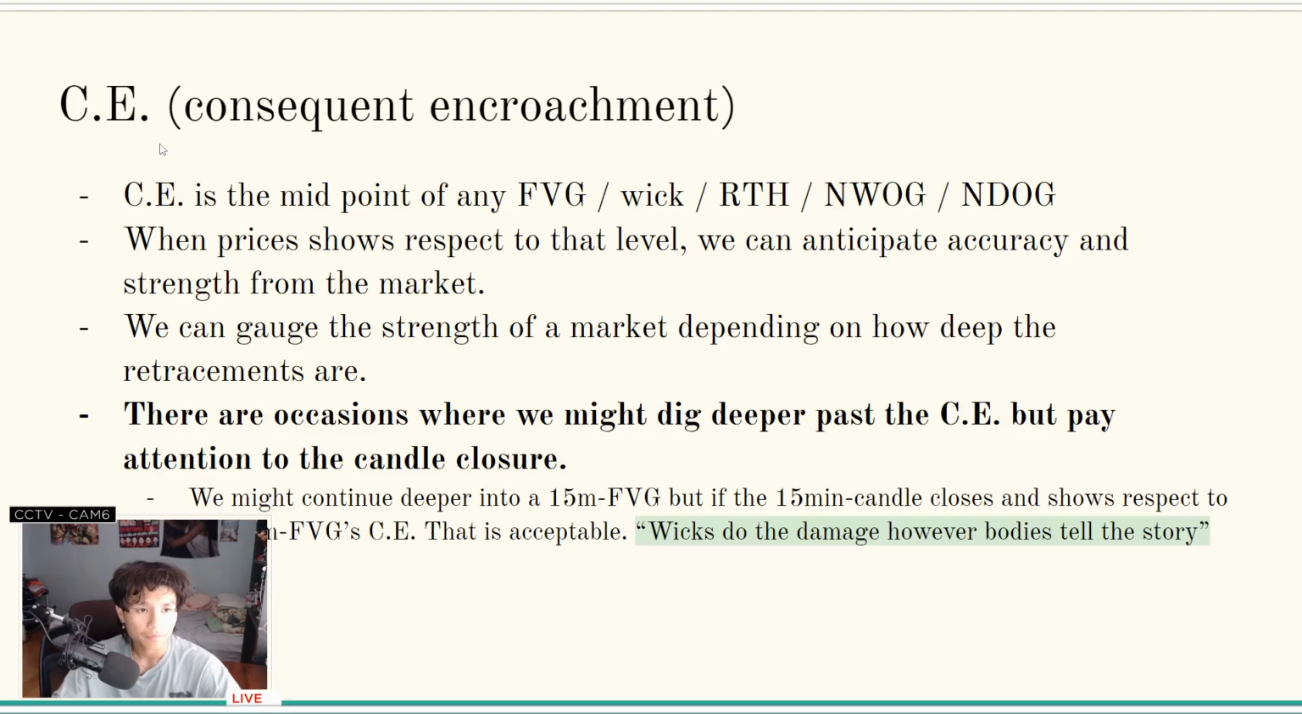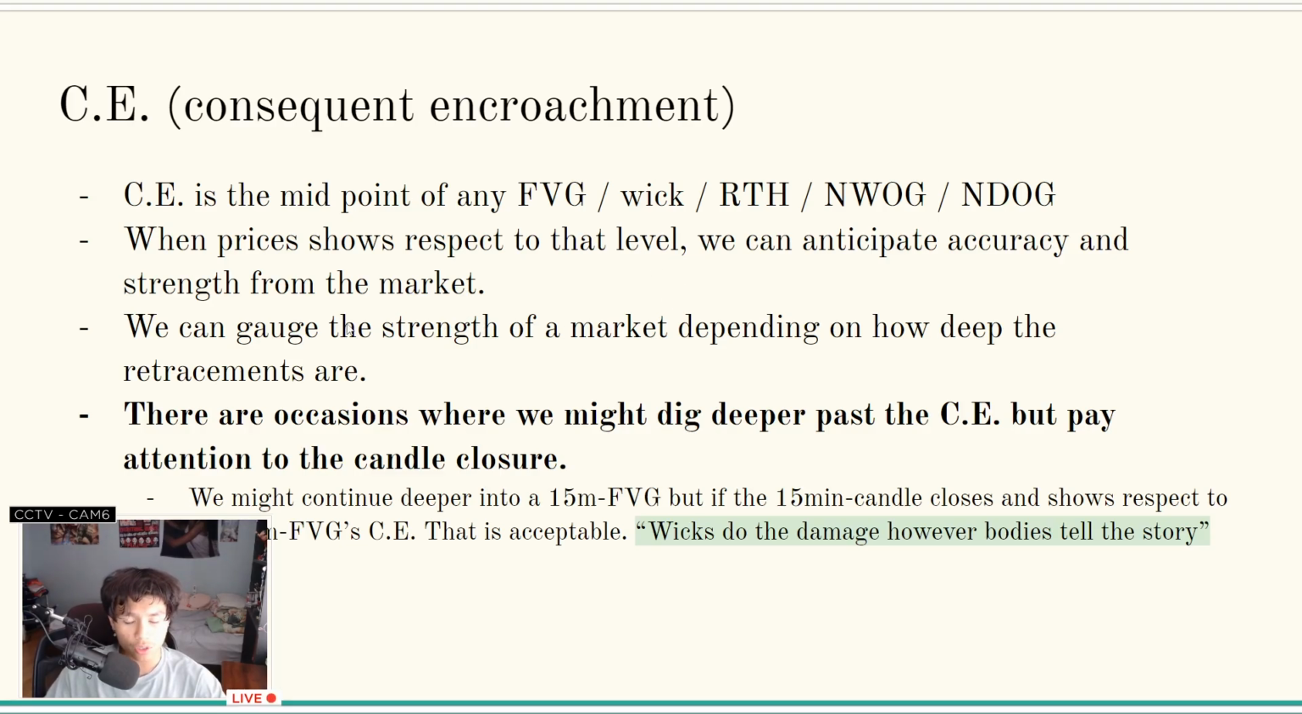So CE, which is consequent encroachment, is the midpoint of any fair value gap, wick, RTH gap, new week opening gap, or new day opening gap. When price shows respect to that level, we can anticipate accuracy and strength from the market.